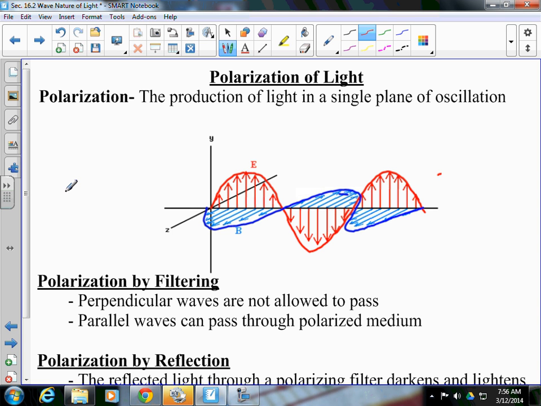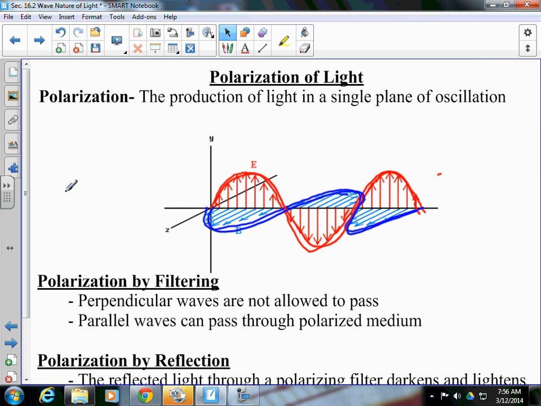In the red, we have the electric part of the wave going up and down, perpendicular to the motion. So that would be transverse. Likewise, the magnetic part of the wave is going parallel, which is going longitudinally.